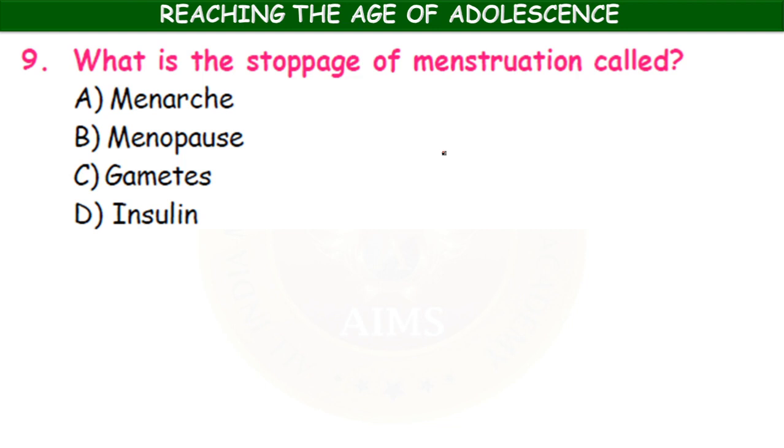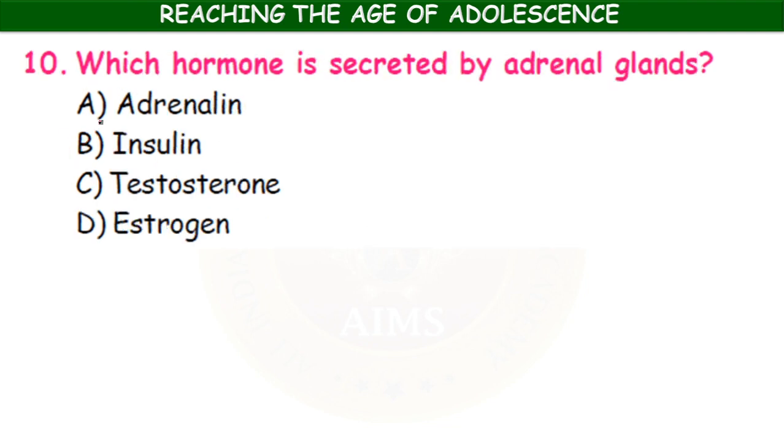What do you call the stoppage of menstruation? Menarche, menopause, gametes, insulin. It is menopause, the stage of the stoppage of menstruation in ladies between 45 to 50 years of age, or in some women after 50.